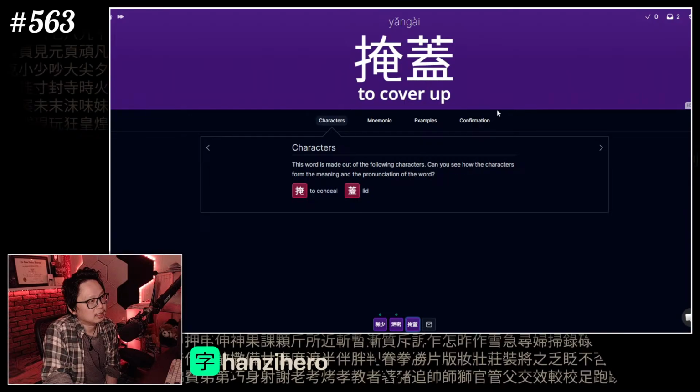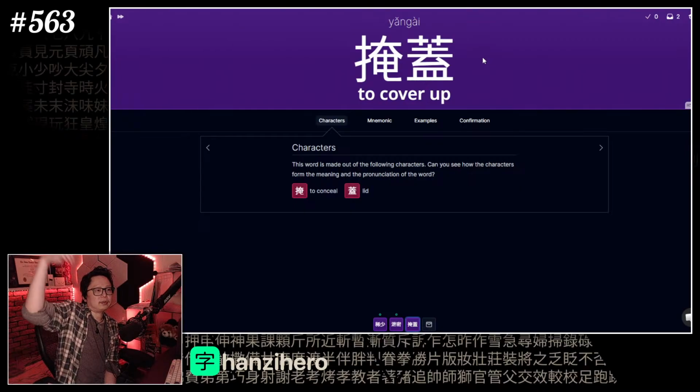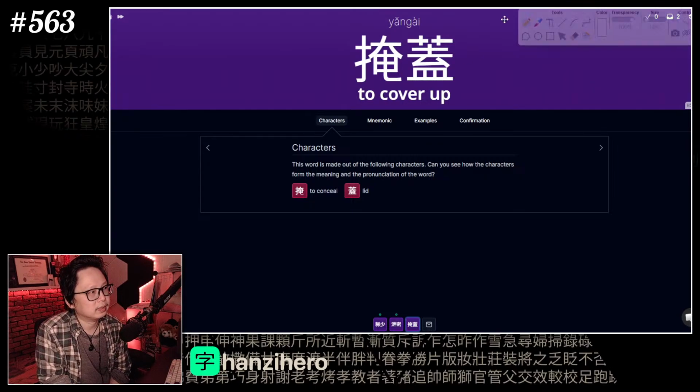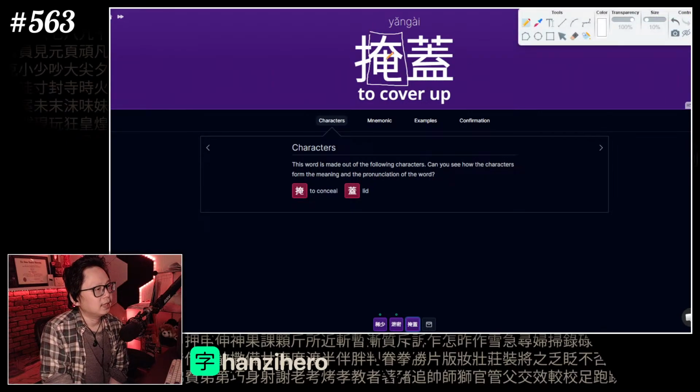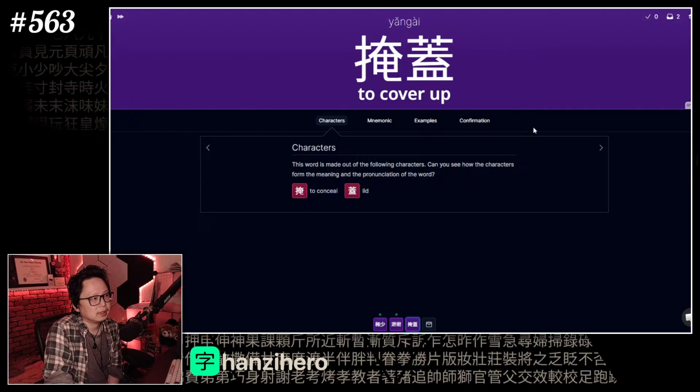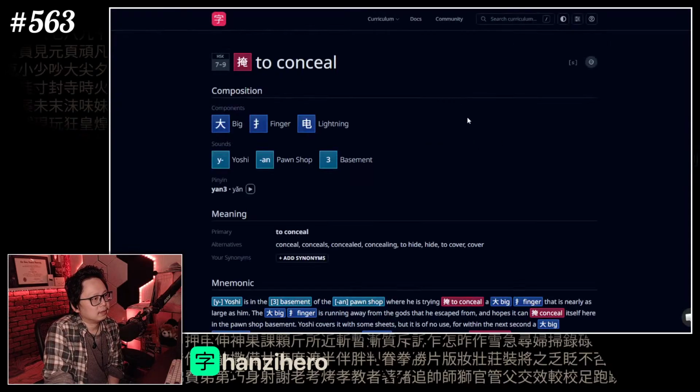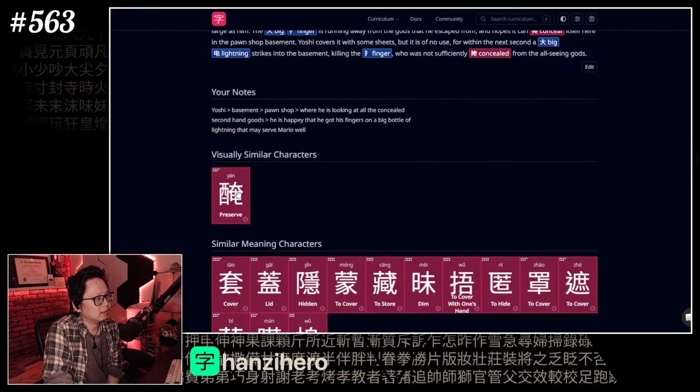Oh my goodness, that's kind of hard to read. Anyway, gai is lid. So you're putting a lid on something. Yan. What the heck is yan? Oh, that's conceal, right? This reads like yan. This right side is yan. And then hand over, so you conceal. Actually, yan is. Oh no, wait. This isn't just yan. It's wei.